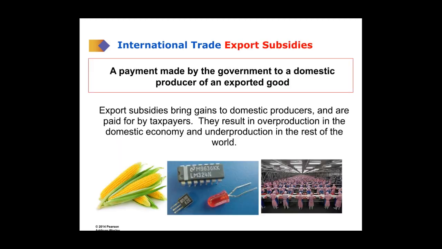Now, there's another type of interference with free trade, and this is a little different. This is an export subsidy. Now, this is a situation where the government pays a domestic producer for an imported good.